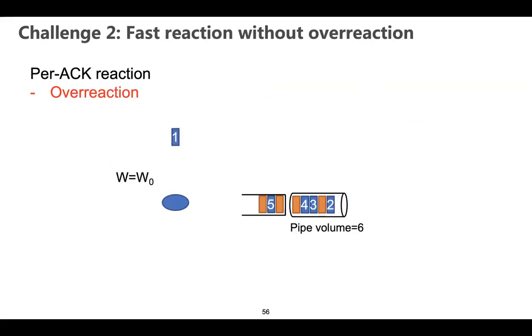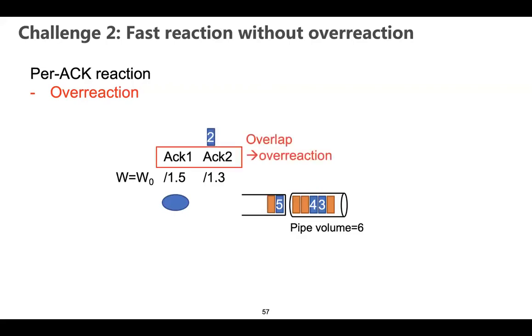After the first packet gets acknowledged, the sender will reduce its rate by 1.5, which is 9 over 6. And after the second packet gets acknowledged, the sender will continue to reduce it. This will cause overreaction because the sets of packets being acknowledged by the two ACKs are largely the same, which means the sender reacts to the same set of packets multiple times. And this will continue as more ACKs come back.